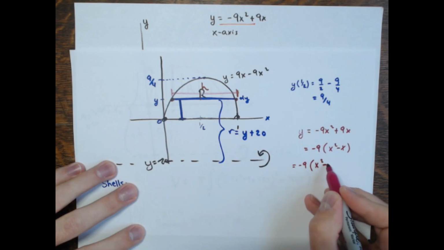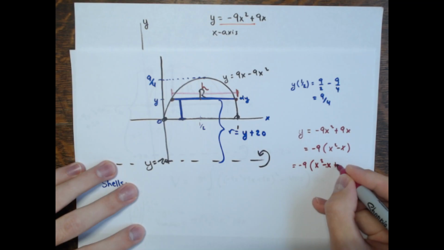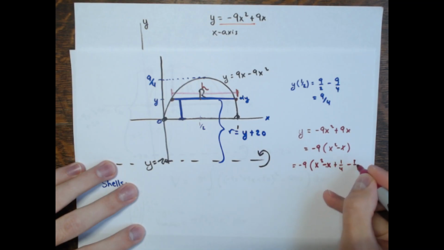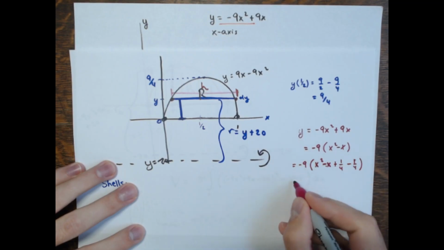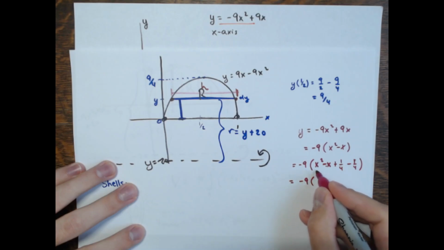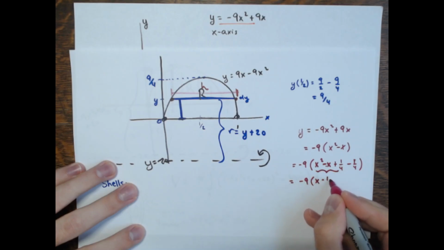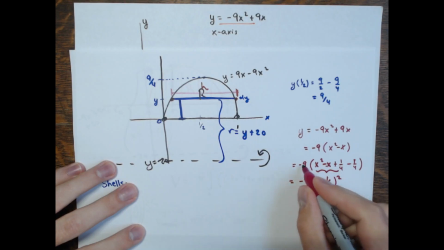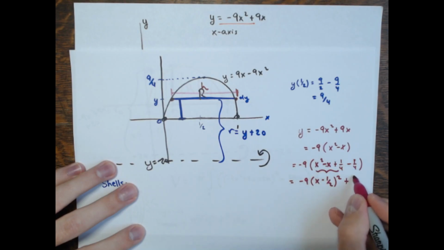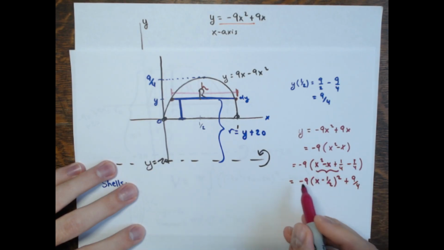That'd be x squared minus x, and then half of this is negative half, squared is a quarter, so plus a quarter, minus a quarter, and then distribute the negative 9 back. This is negative 9 times the quantity x minus a half squared, and then negative 9 times negative quarter is plus 9 quarters. All right, there you go. And that's equal to y.